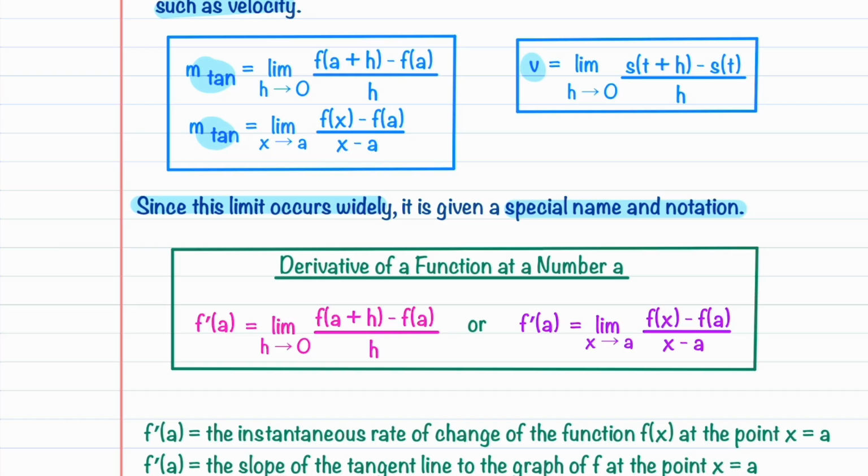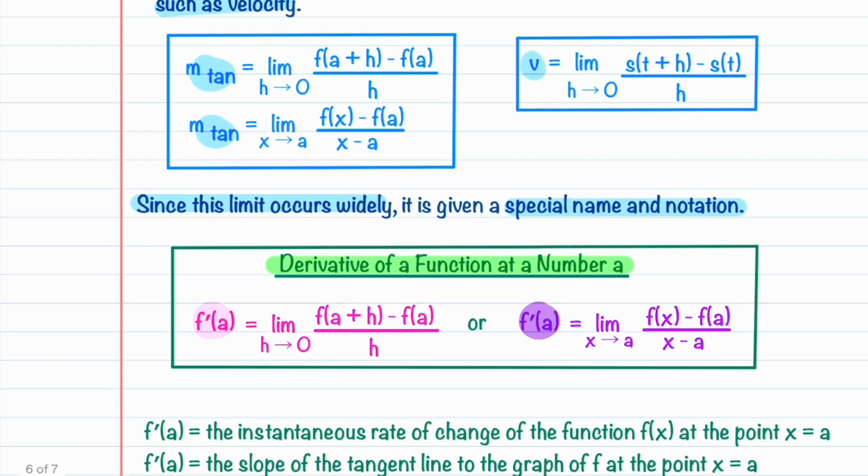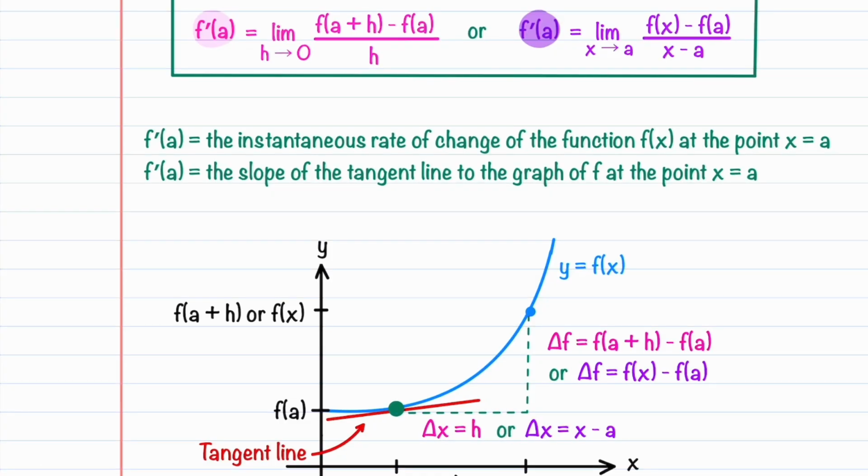This limit is called the derivative of a function at a number a. There are two definitions for this derivative, so I've written the first one in pink and the second one in purple. The derivative of a function at a number a is defined as the instantaneous rate of change of the function f of x at the point x is equal to a.